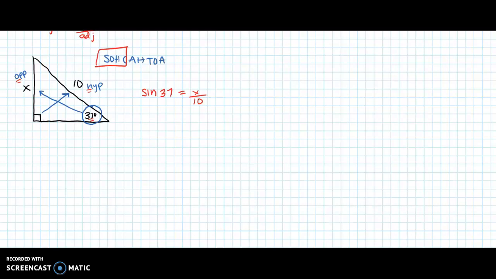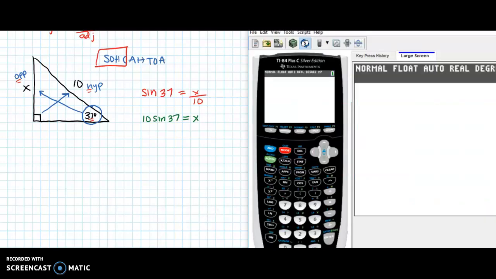Now, solve this equation. Don't put anything into your calculator until the very last step. So you want to multiply to get rid of this fraction. So you'll multiply both sides by 10. So x equals 10 times the sine of 37. And that's when you go to your calculator. You're going to type 10 times the sine of 37.